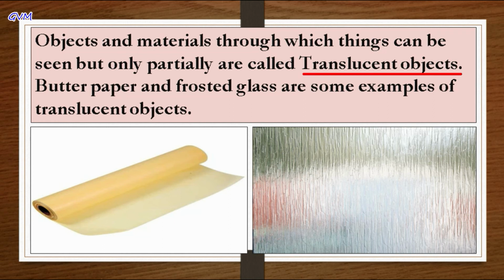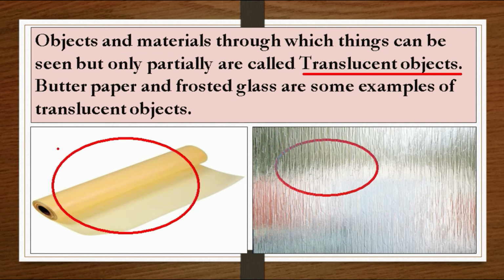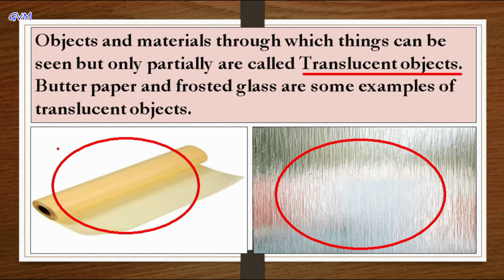Now students, can you answer why these materials do so? Because these materials don't allow light to pass through them completely. That's why we are able to see objects but not completely. Like butter paper and frosted glass, we can see through them, but the image that we get is blurred, not clear, and such objects are termed as translucent objects.